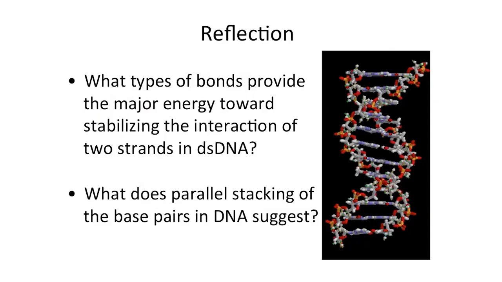Think about these reflection questions. What types of bonds provide the major energy in stabilizing the interaction of the two strands in double-stranded DNA? And what does parallel stacking of the base pairs suggest? What are the implications of this structure of DNA? Think of at least two, just from considering the structure, and identify an experiment that these implications would suggest is worth pursuing.